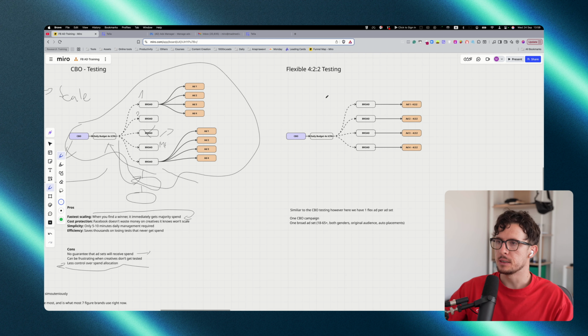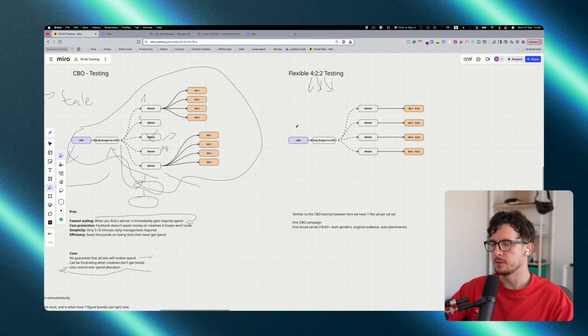And the next step is the flexible 4-2-2 testing, and this stands for 4 creatives, 2 headlines, and 2 ad copies. Very similar to the CBO. The only difference is that instead of having 4 different ads per ad set, we have one flexible ad where we have just dynamic variations of this ad, dynamic elements that Facebook rotates and finds the best combination.